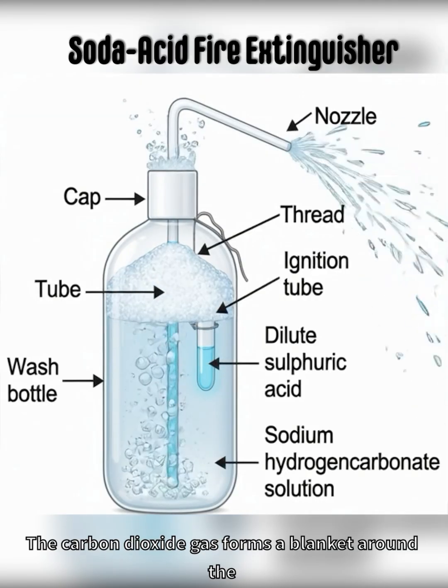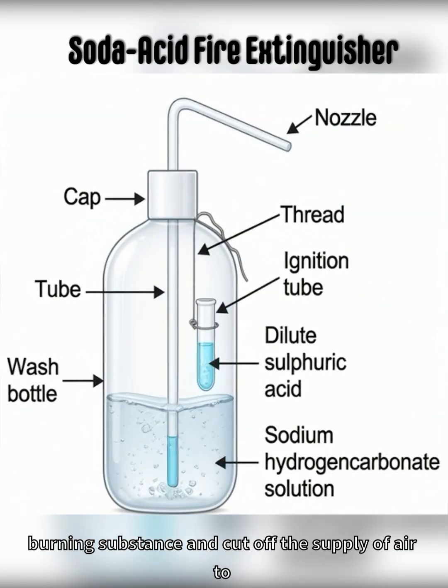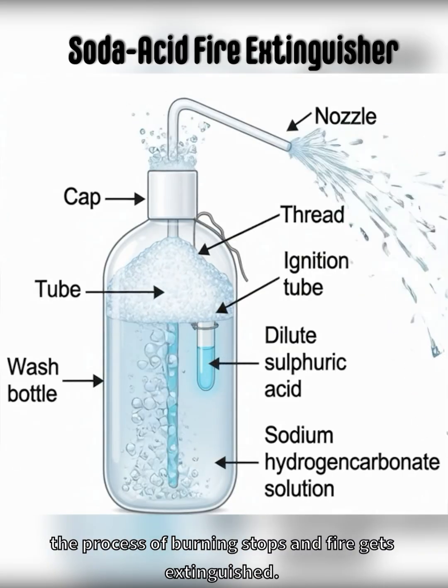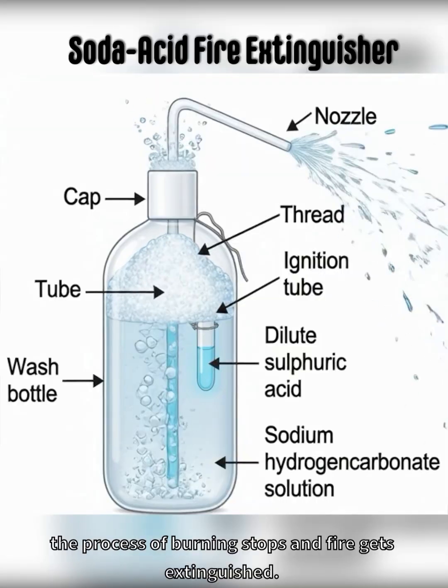The carbon dioxide gas forms a blanket around the burning substance and cuts off the supply of air to it. Since the supply of air is cut off, the process of burning stops and the fire gets extinguished.